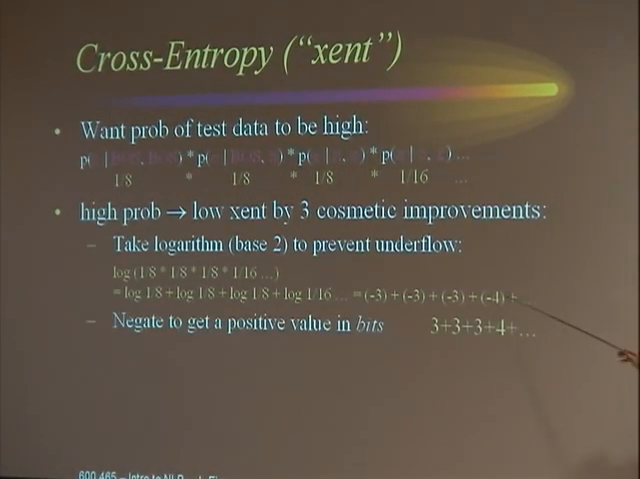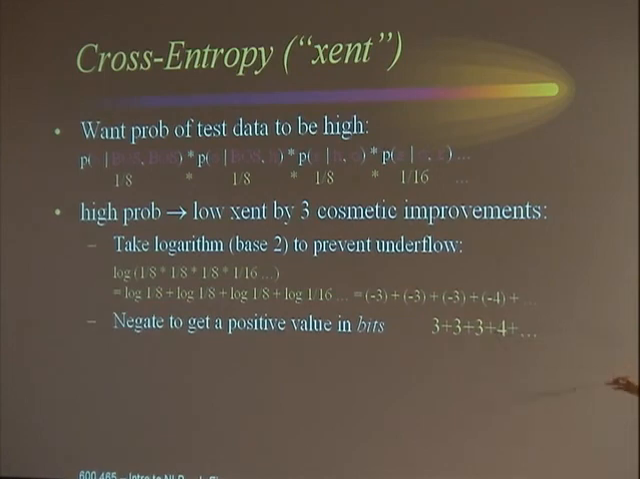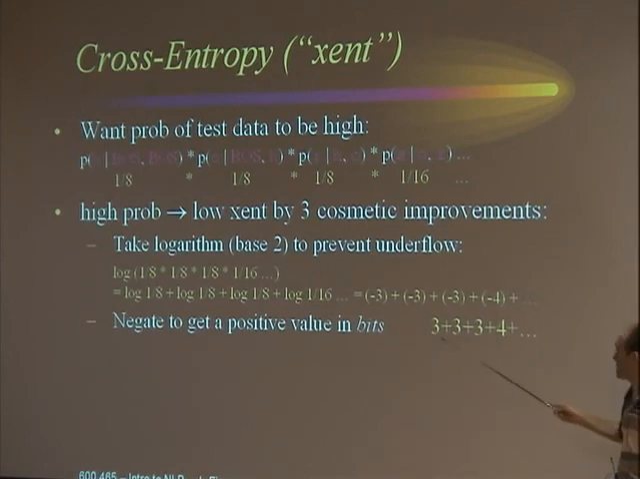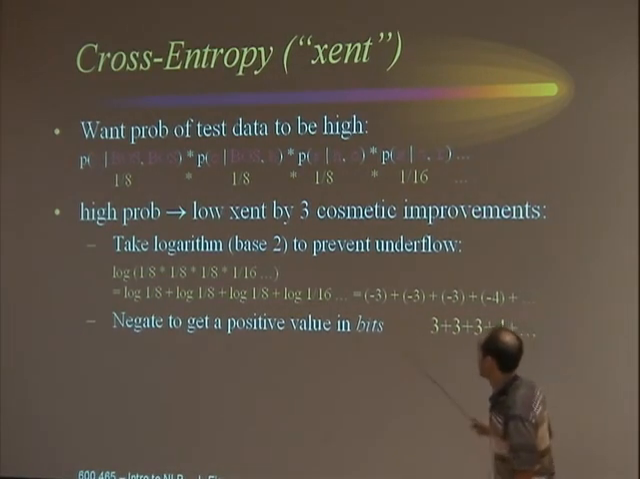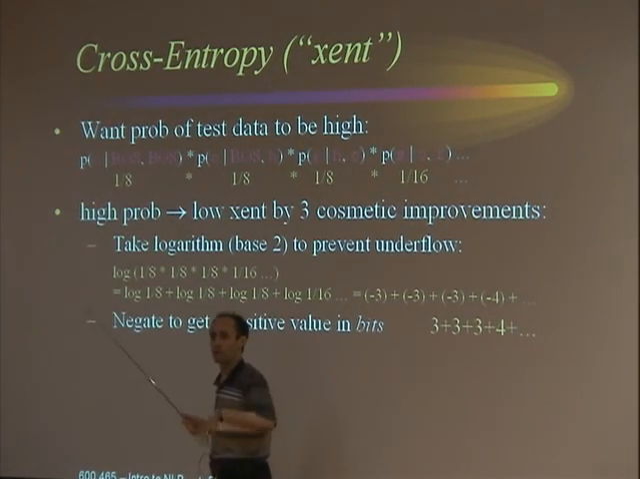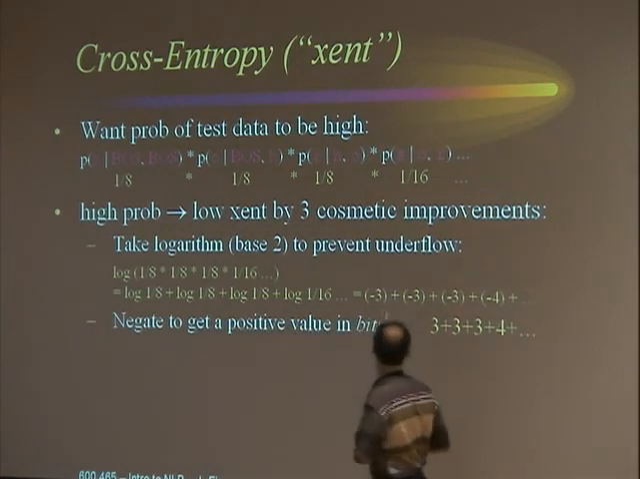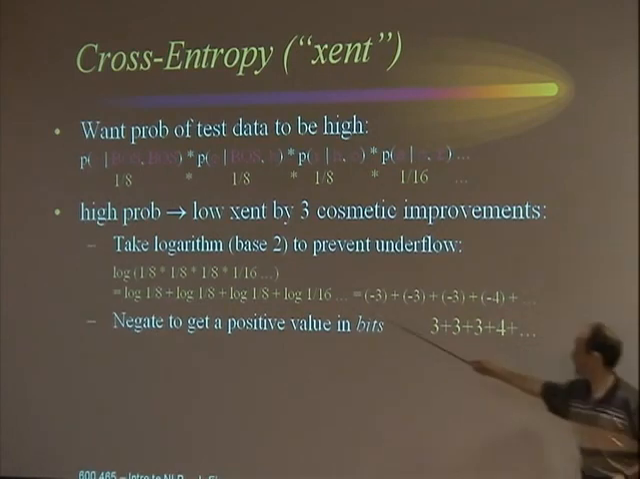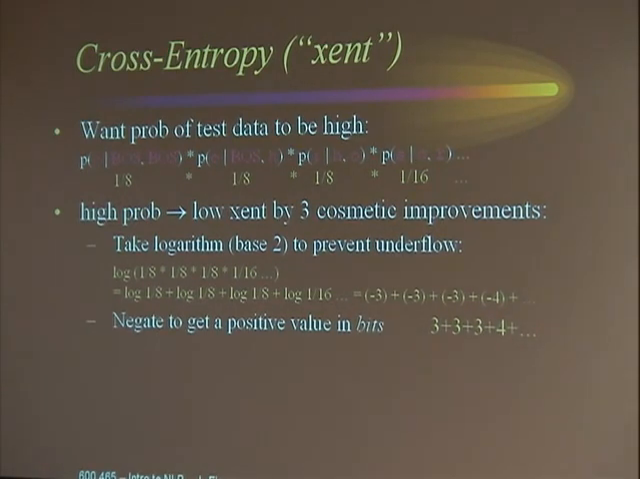Then, since all these are negative numbers, because they are logs of probabilities, which are less than 1, we may as well drop the minus sign for convenience. And this gives us a positive value. And the unit here is bits. The reason is, if you had 8 equally likely things, each of which had probability 1/8, and you wanted to communicate which of those 8 things you had, which of 8 letters you had, for example, you would need 3 bits to do it. If you had 16 equally likely things, each with probability 1/16, then it would take 4 bits to communicate.